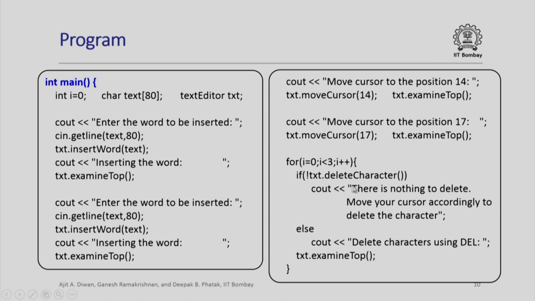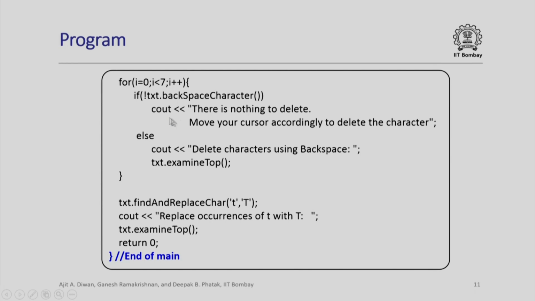Finally, I want to delete characters, let us say from 0 to less than 3, that means 0, 1 and 2. Well, there is nothing to delete if txt dot delete character is not true, otherwise it will output delete character using del, and text dot examine top again permits me to examine the top position. Similarly, look at a backspace delete. This is an example of backspace delete which I do for 0 to less than 7, all these characters will be deleted if they exist. If there is nothing, then of course I will not delete it.